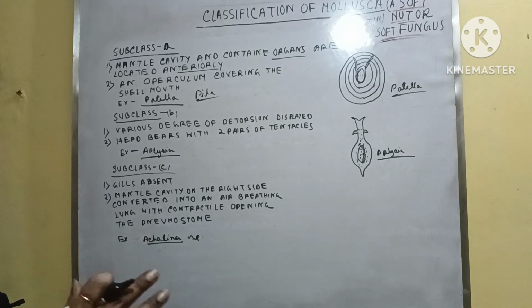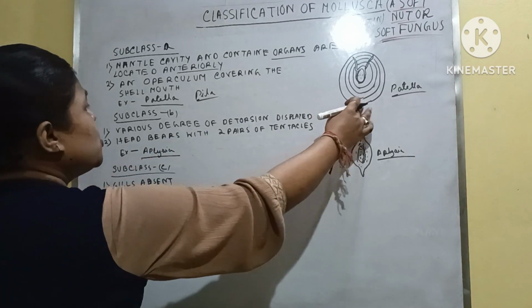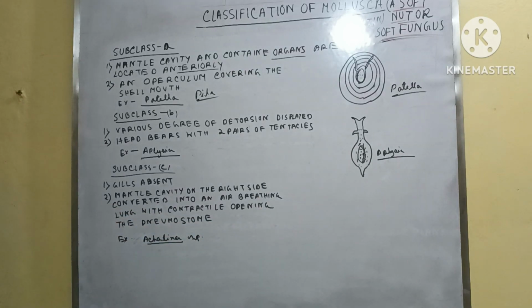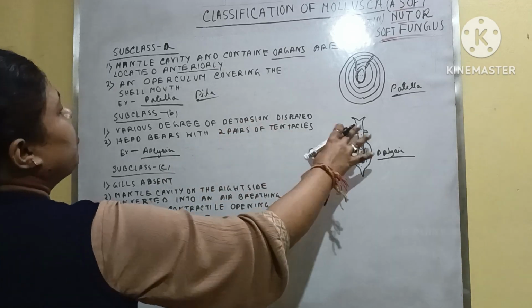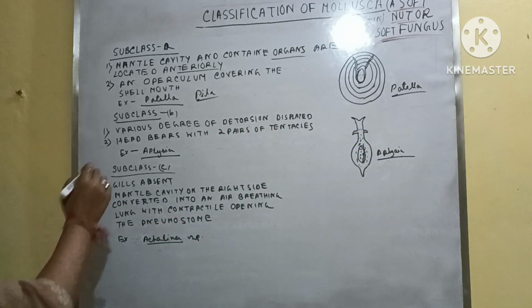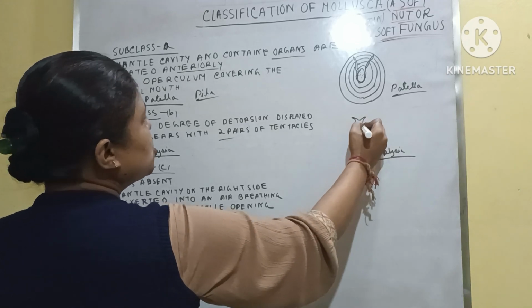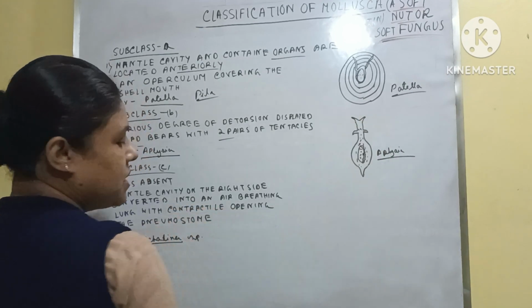The mouth or head and foot, both are present in the anterior portion. But here the anterior portion is this one and the posterior portion is this one. So no torsion is seen here. So detorsion of the body is seen here. And the head bears two pairs of tentacles.